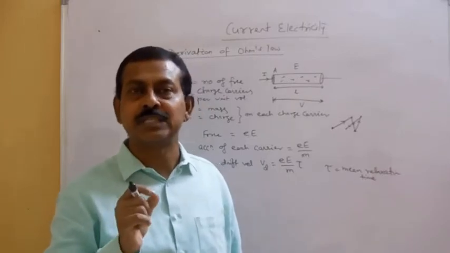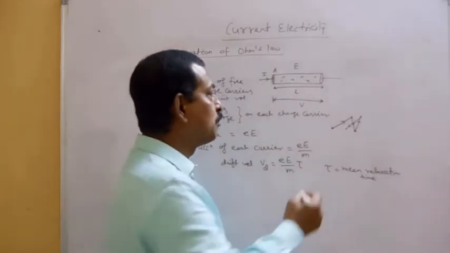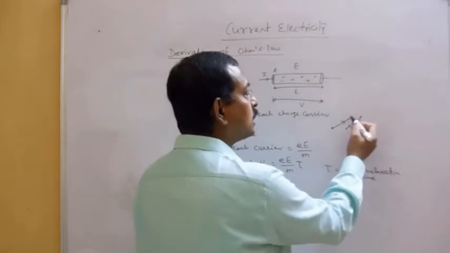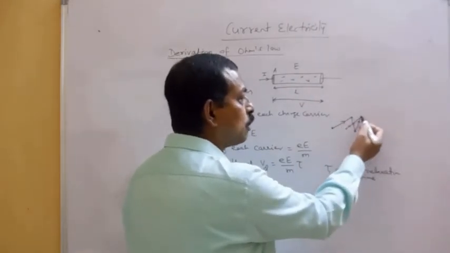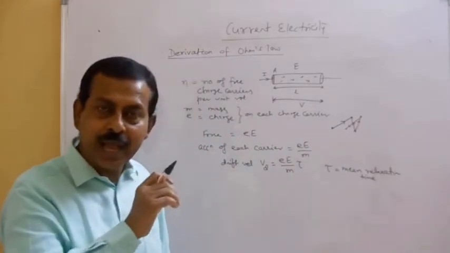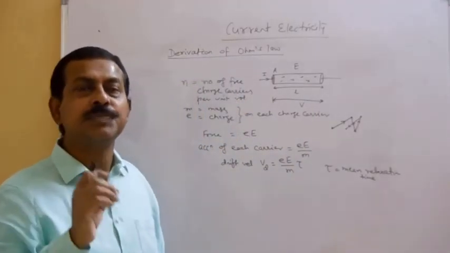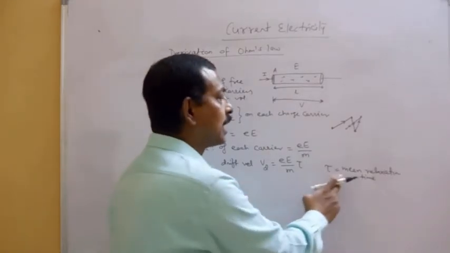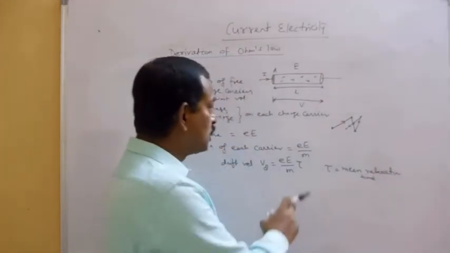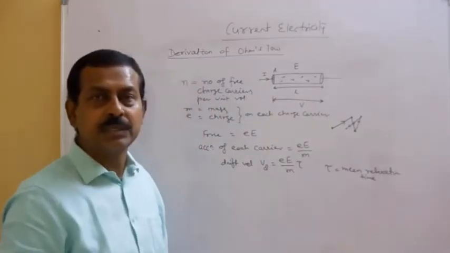Like if I take suppose tau 1 is the time here for first collision, tau 2 is second, tau 3 is third. If you take the average value of all such relaxation times, then we get mean relaxation time. So this tau is the mean relaxation time.